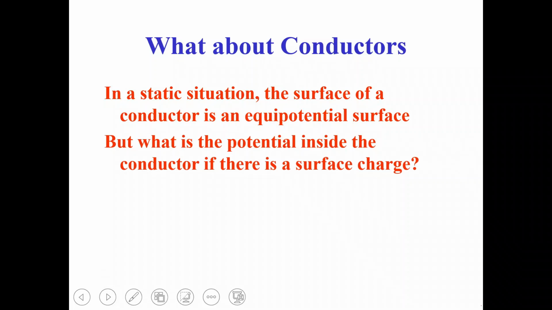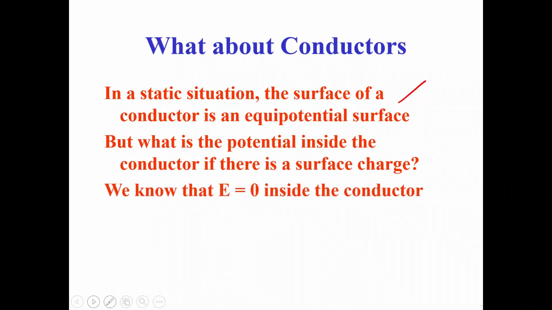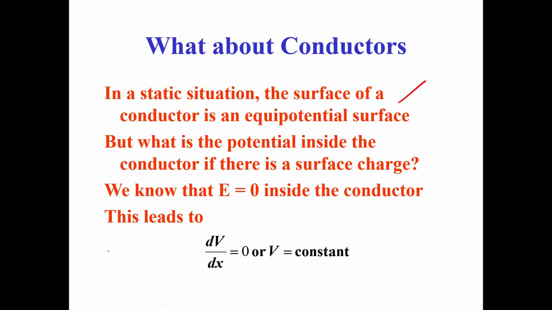But what is that potential going to be inside of the conductor if there's a surface charge? We know that inside a conductor, the electric field is always 0. We've now learned that the surface of our conductor has to be an equipotential surface, but what is going on inside of our conductors? So our electric field inside is 0. And so what this tells us, based on our equation in 2 dimensions, or actually 1 dimension, is that E is equal to negative dV/dx. So if our electric field is 0, that means dV/dx is 0, or V is constant.